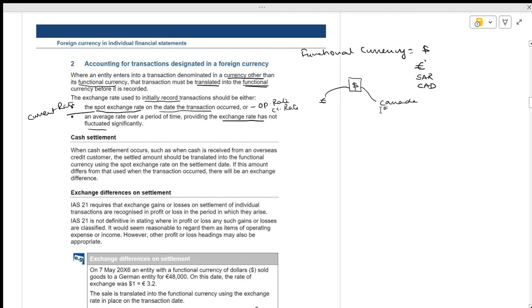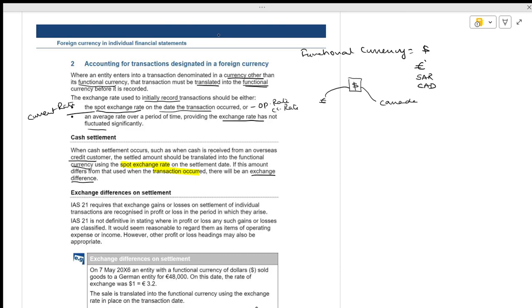We are talking about how it will work. Cash settlement: when cash is received from an overseas customer, the settlement amount should be translated into the functional currency. Which rate will we use? This is a common sense question. Whenever we make transactions, we work out the current rate, using the spot exchange rate on the settlement. If this amount differs from that used for the transaction, then in some cases there will be a difference, which we call an exchange difference.